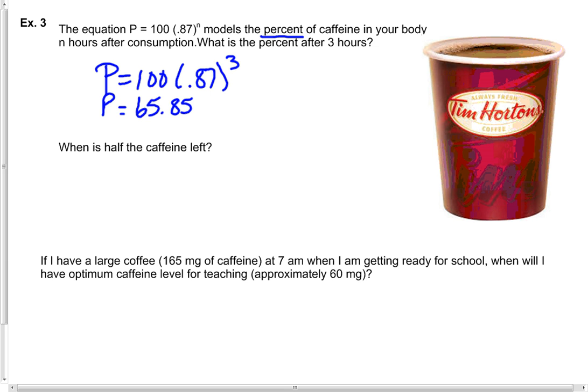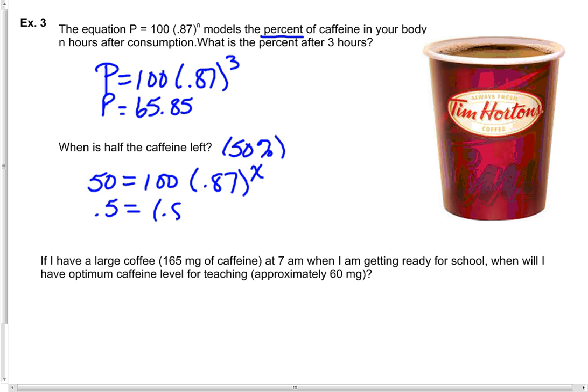When is half the caffeine left? So I want to know, when do I have 50% of what I started with? So 50 is equal to 100 times 0.87 to the x. And when is that? If I want to solve for an exponent, I would take the log of both sides. I am going to tidy a little bit for a second though. I am going to divide both sides by 100. 0.5 equals 0.87 to the x.